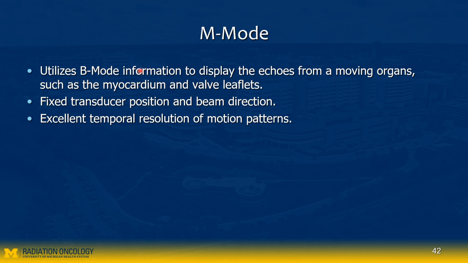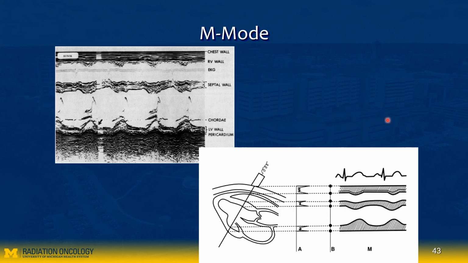This M mode, motion mode, is very similar to B mode. It uses a grayscale image to display the echo of, as the name implies, moving organs, such as in heart imaging, the valve leaflets. You fix the transducer position and beam direction, and then you acquire images over time. So it's a great way to acquire temporal change in the patient, especially the heart.